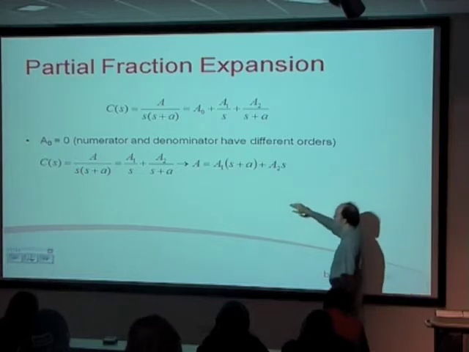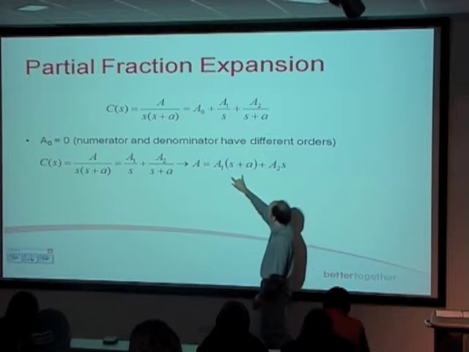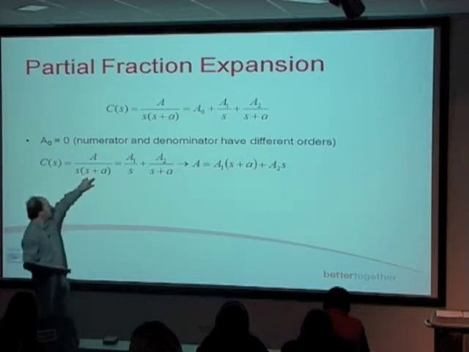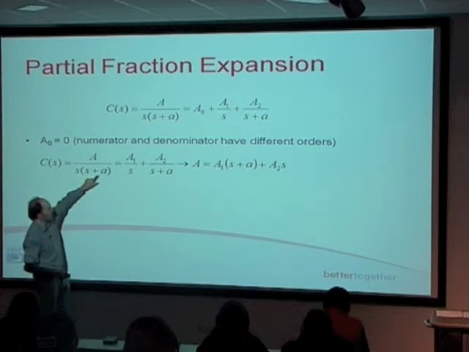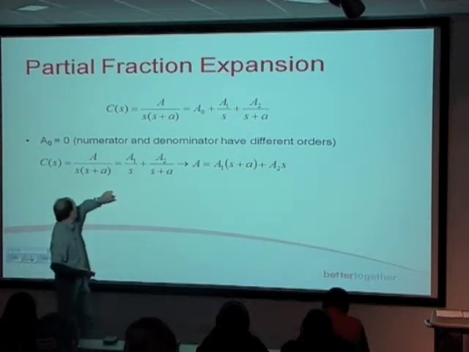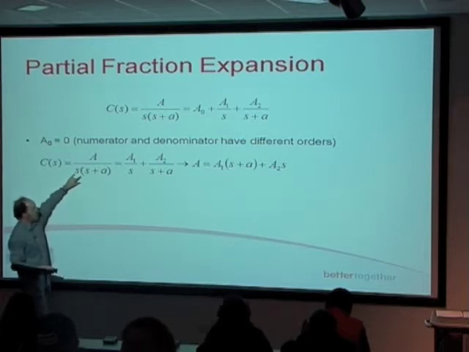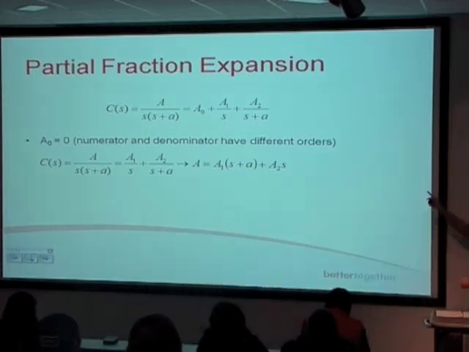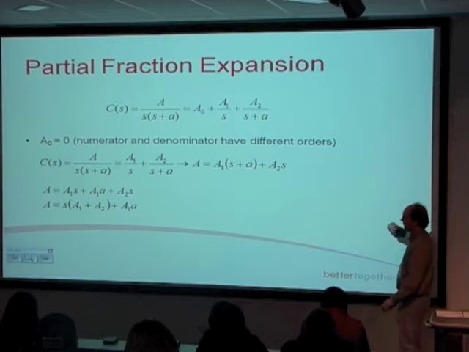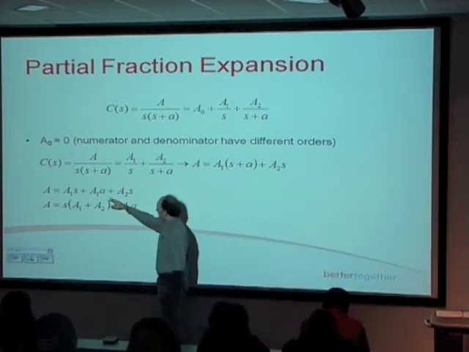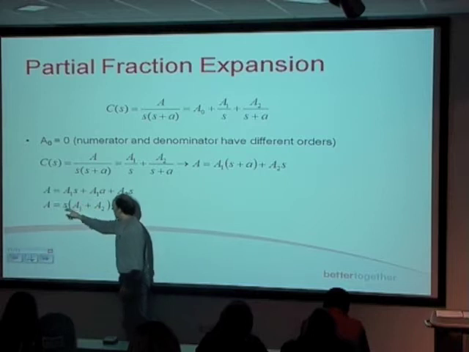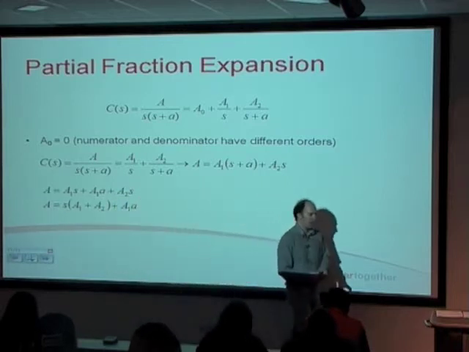What we do now is multiply both sides by the denominator, the whole denominator. If I multiply this by that, the s's cancel, and I just end up with a1 multiplied by s plus a. And on this side, if I multiply that, the s plus a terms cancel, and we'll just end up with a2 times s. This is all about finding out what those two terms, a1 and a2, are. So I've now got an equation down here: a1s plus a1a plus a2s. There's an s term in here and an s term in here, so I've taken them out.